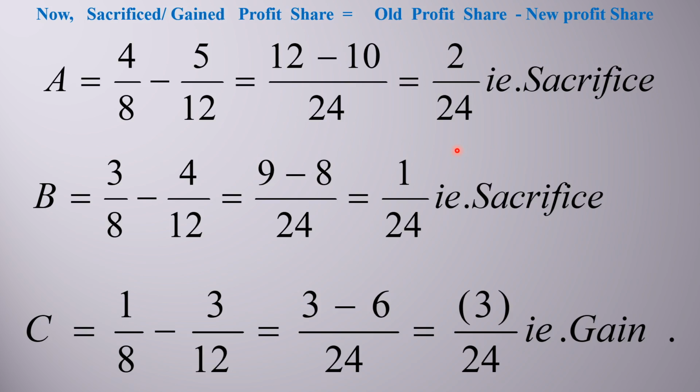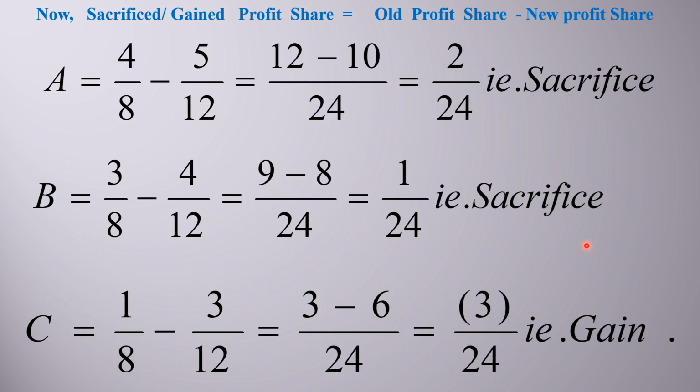Sacrificing ratio is mainly required in case of admission of a partner, and gaining ratio is required in retirement as well as death of a partner. But I have to remember one formula, that is old minus new equals SR. If it is coming positive, that is SR. If coming negative, that is automatically gaining. It means in that case the new ratio is greater than the old ratio. In the first case, old ratio is greater than the new ratio, therefore sacrificing ratio came. And when new is greater, then gaining comes.